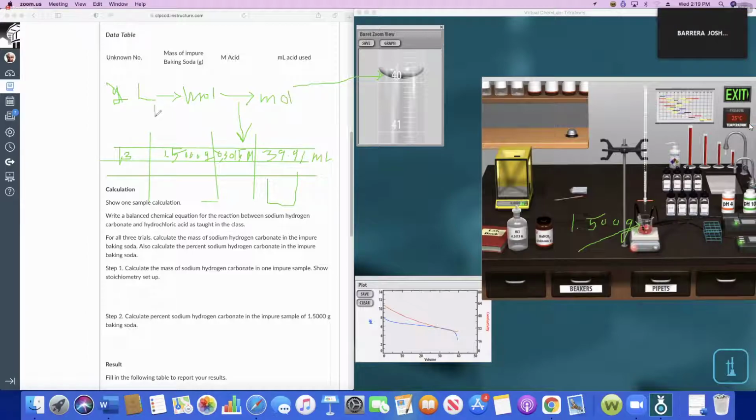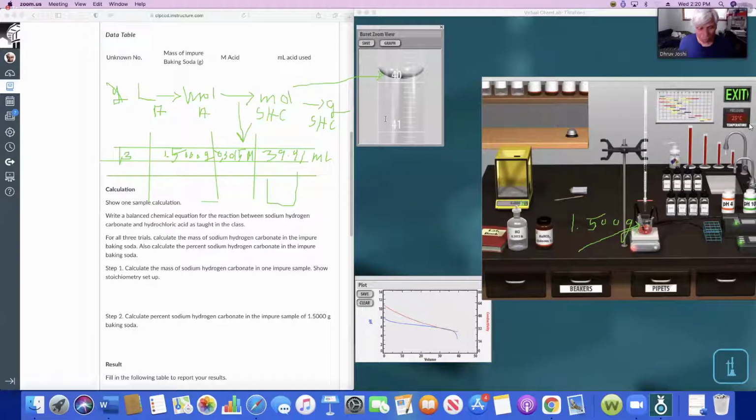Liters of acid, moles of acid, moles of sodium hydrogen carbonate, grams of sodium hydrogen carbonate. This is what I gave you. And Professor, it's a 1-to-1, right? Yes, it is, because when you write the equation, that's how it's going to work out. So it's okay if I just write SHC?